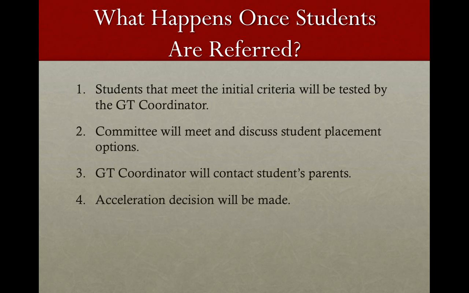What happens when students are referred? Once you fill out the referral form, just so you know what the process is, students who meet the minimum criteria will be doing some further testing. The teacher will administer the end of the year test, and if the student does meet that 80% criteria, then I will do further gifted assessments with the student. Then the committee will meet and discuss all of the data points, make decisions, and come up with some options for the student. I will then contact the parents, and then we'll meet again as a committee and make the final decisions in the best interest of the student.